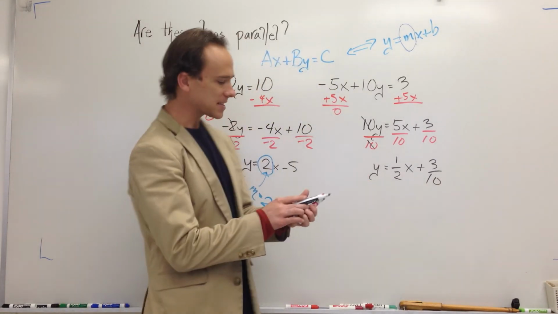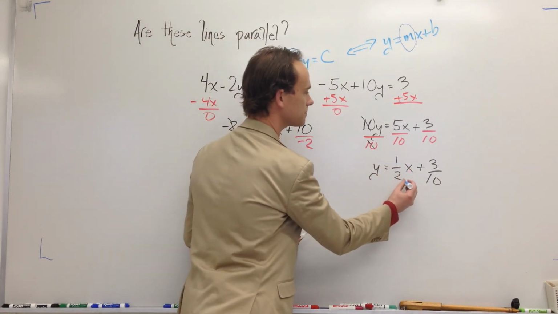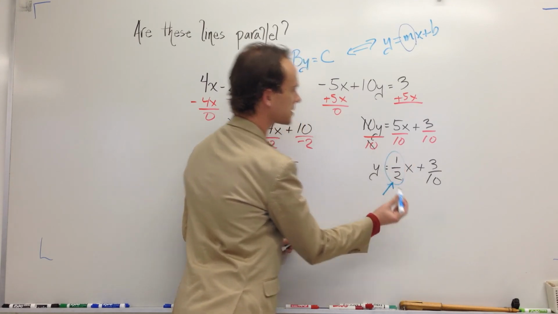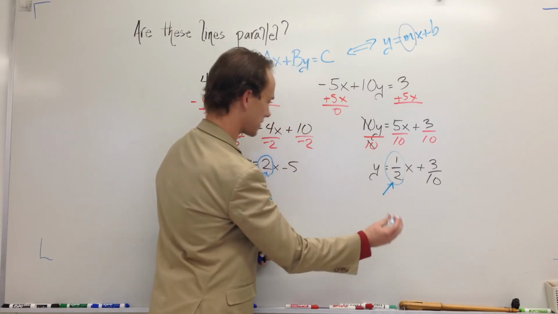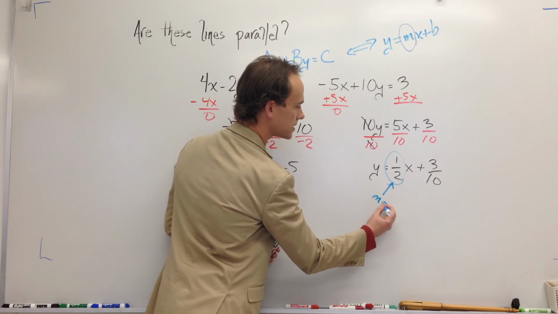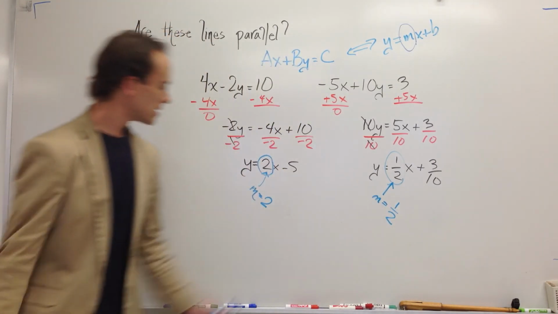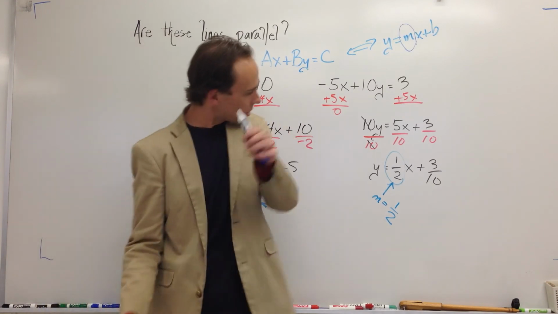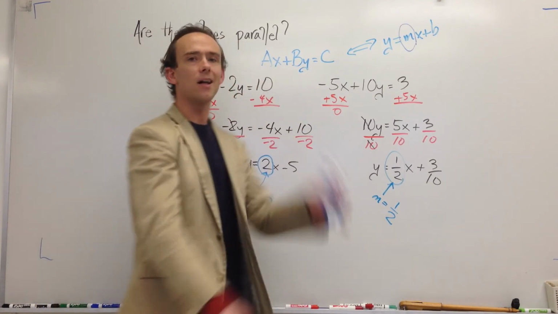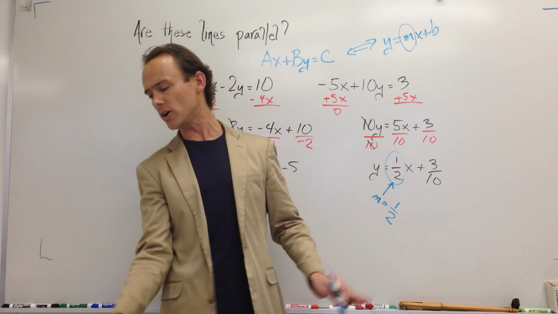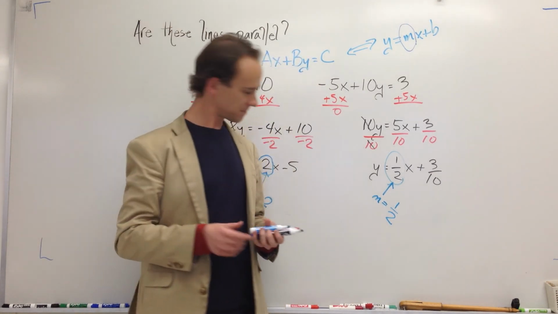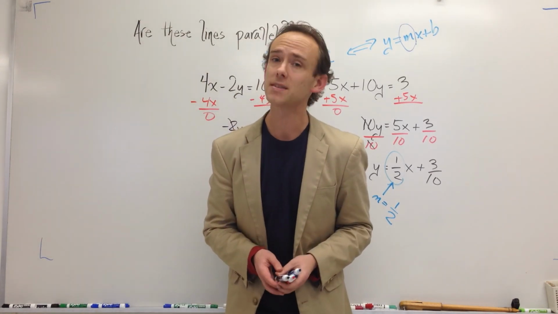So what's the slope of this line? Let's go with m is equal to 1/2. Okay, so this slope is 2, that slope is 1/2. Are they parallel? No, they are not. Because they don't have the same slope.